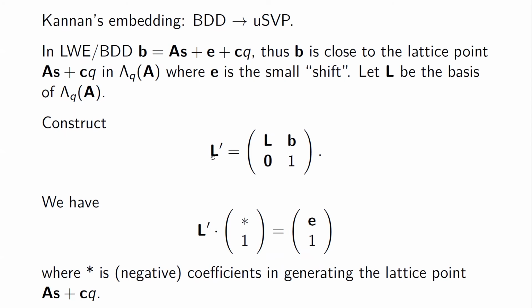So I will generate a slightly larger lattice, larger by an extra dimension, which is L, B, 0, 1. We can see that L prime times some s star, one, where s star is the solution for getting the AS plus CQ closest to B. So s star is really just hidden over there. If I use L prime times that, it recovers E, 1, and therefore E, 1 is the shortest vector in this L prime. That's how we turn the BDD problem into a uSVP, SVP problem. But this does not really change the estimate too much, because it only increases the dimension by 1, and it does not increase the volume.